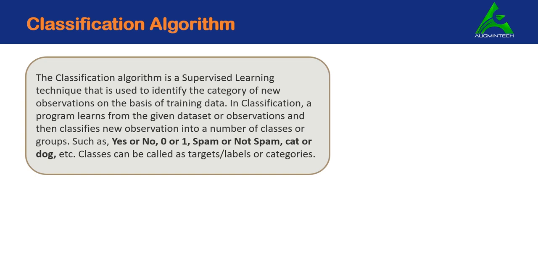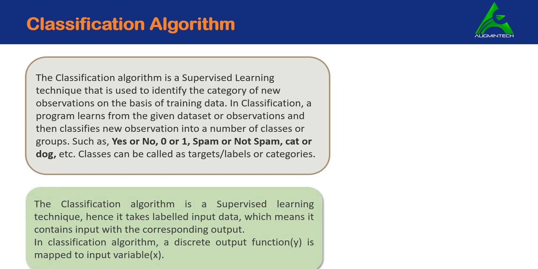Unlike regression, the output variable of a classification is a category and not a value, such as green or blue, fruit or animal, etc. Since the classification algorithm is a supervised learning technique, it takes labeled input data, which means it contains the input with the corresponding output. So in classification algorithm, a discrete output function is mapped to input variable x.